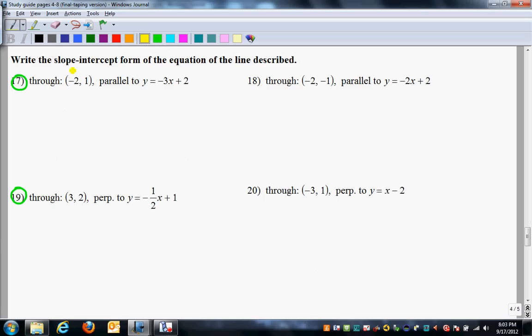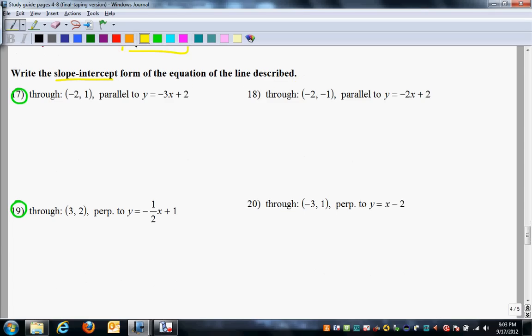We said, write a slope-intercept form of an equation of the line described. So right above slope-intercept, actually write your equation. y equals mx plus b. We want it in that form. So let's see what we have here. We want a line that goes through this point, negative 2, 1, but is parallel to this line.